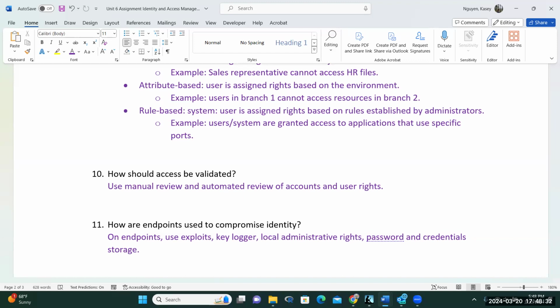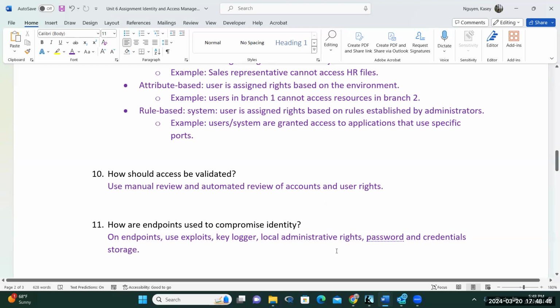So a keylogger would record all the keystrokes. Or sometimes that could be a Trojan, right? A keylogger is a Trojan, but we can use the Trojan for other things.